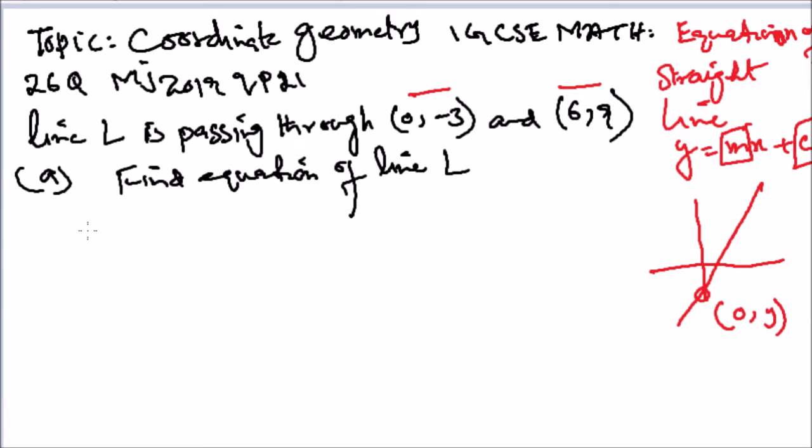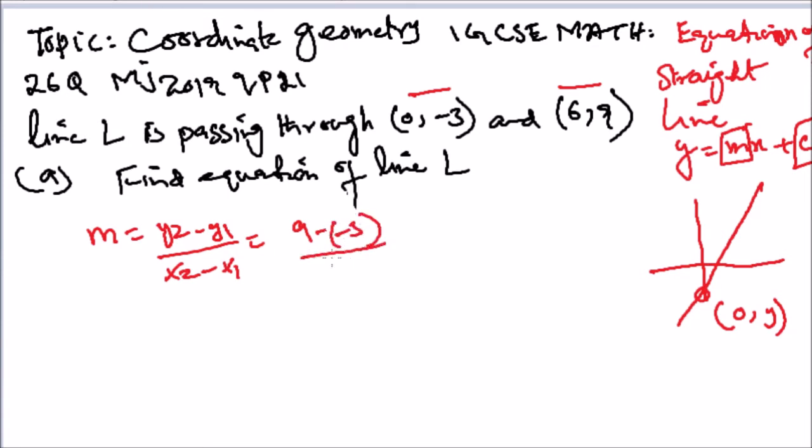Now we need to find these two things. So m is (y2 minus y1) over (x2 minus x1). Put the values here: 9 minus -3, and 6 minus 0. So we get 12 over 6, and the gradient is 2. So I got m equal to 2.